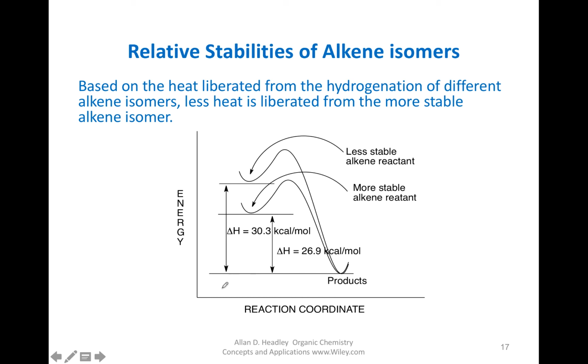This gives you the energy profile diagram. You can see here that the more stable alkene gives off less energy here, and the less stable alkene reactant gives off more energy right here. So therefore it's higher on the energy profile diagram, less stable. So you should be able to apply this concept to different isomers or geometric isomers of alkenes.